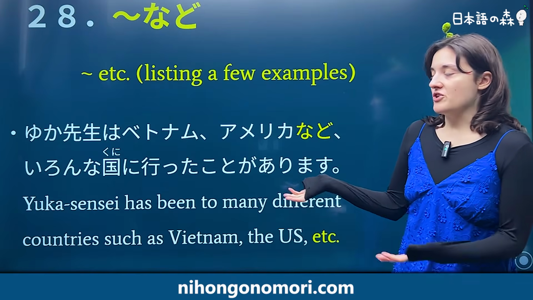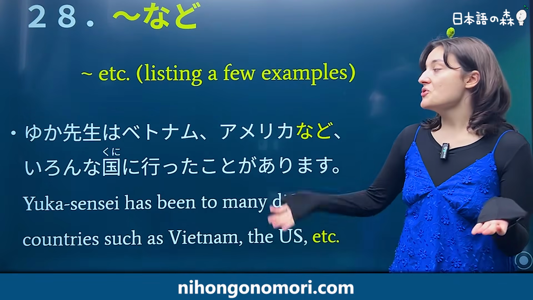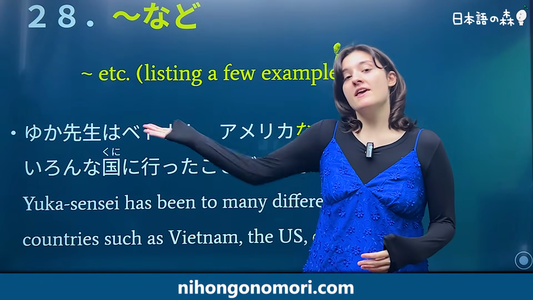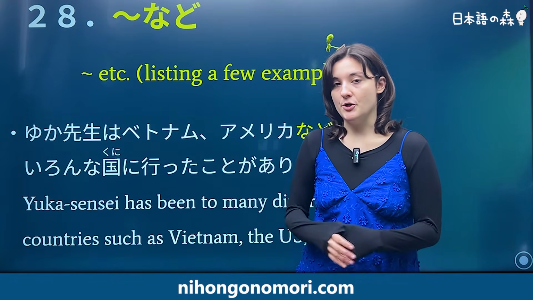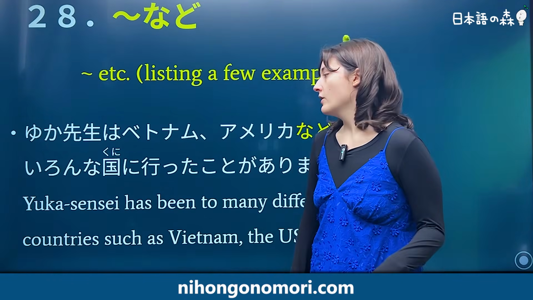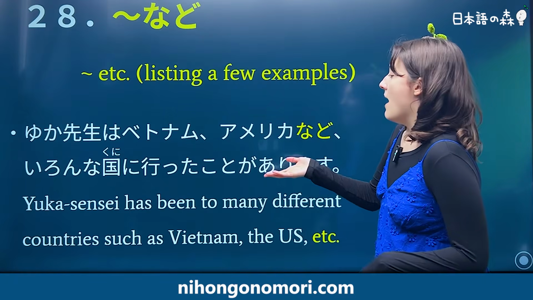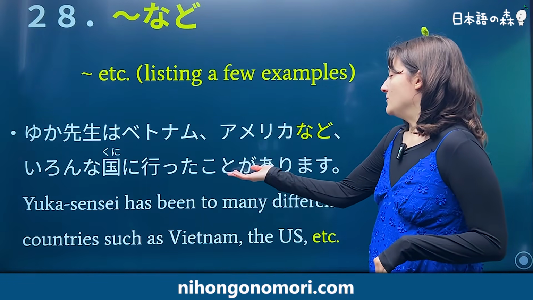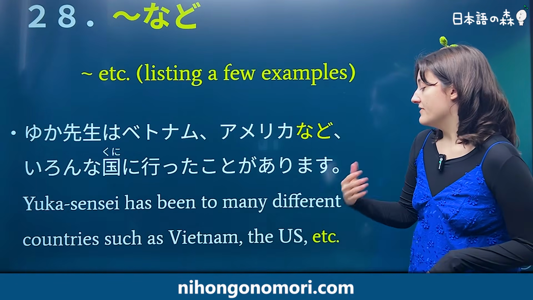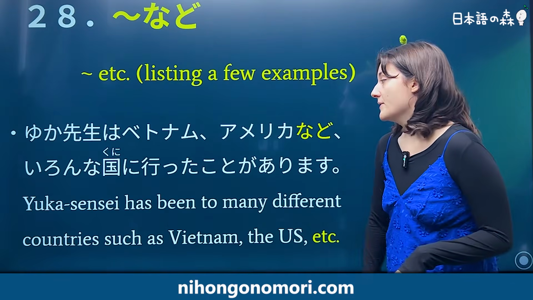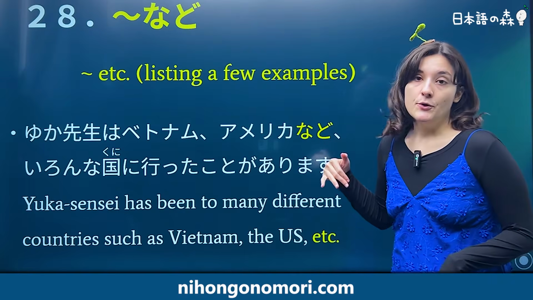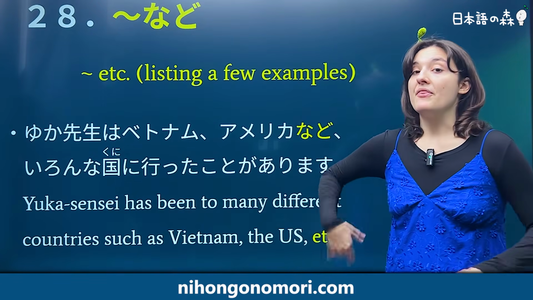So this is basically the Japanese equivalent of etc. You use it at the end of a short list to mean, such examples like this and this, etc. There are more examples of the same kind you could give, but there's no need to give them all. Yuka sensei wa ベトナム、アメリカなど、いろんな国に行ったことがあります。Yuka sensei has been to many different countries such as Vietnam, the US, etc. Right? So here's the two examples we give, Vietnam, America. And then by using nado, we're implying that it's not just those two, there's more.